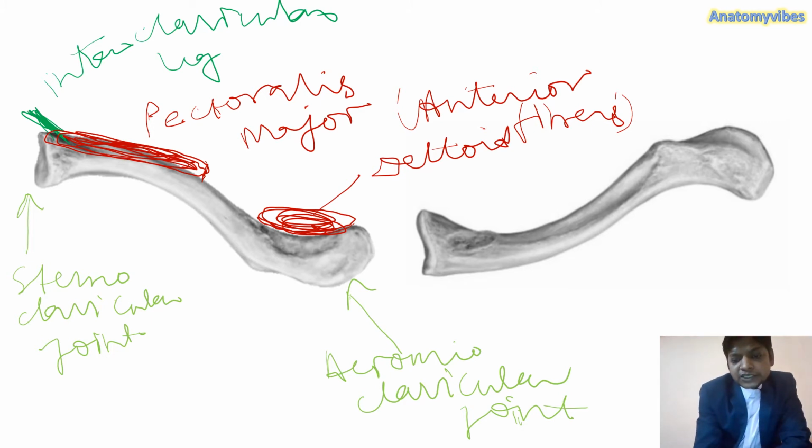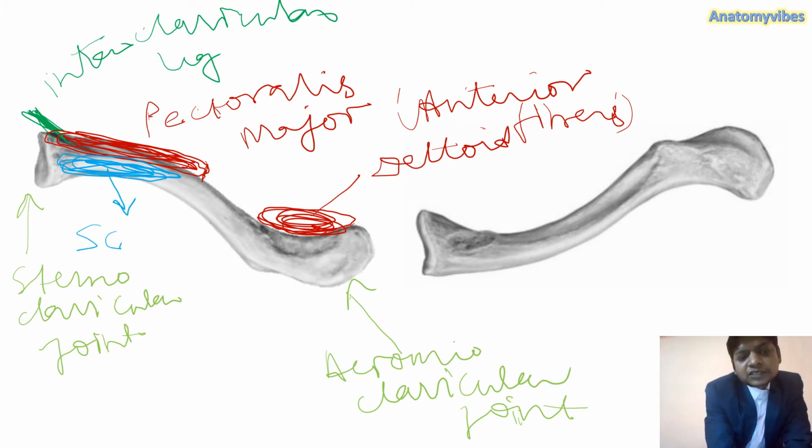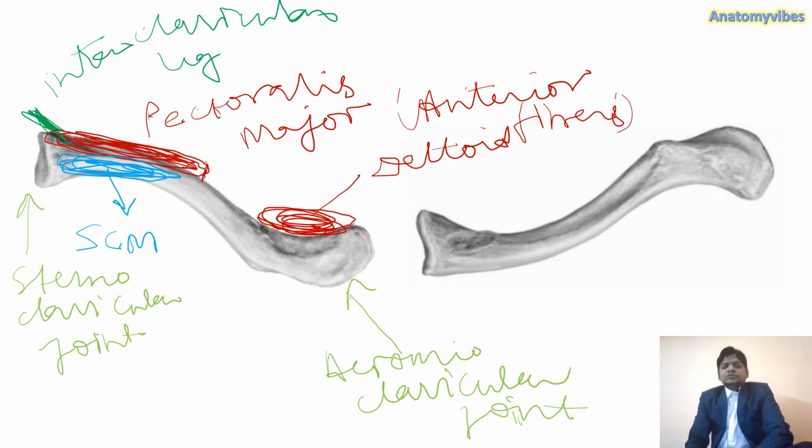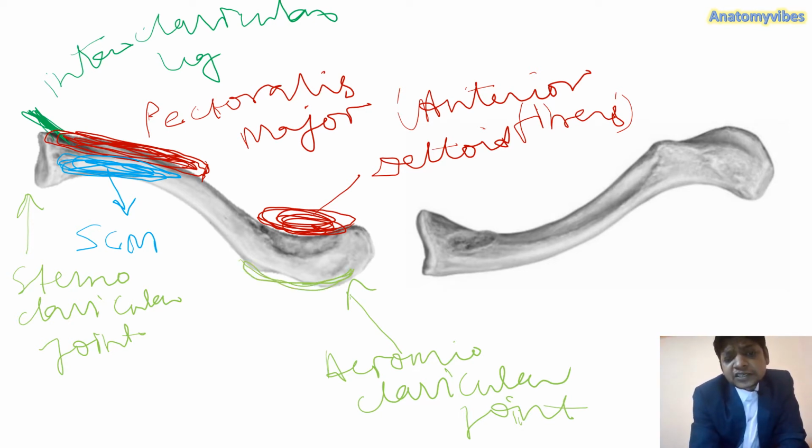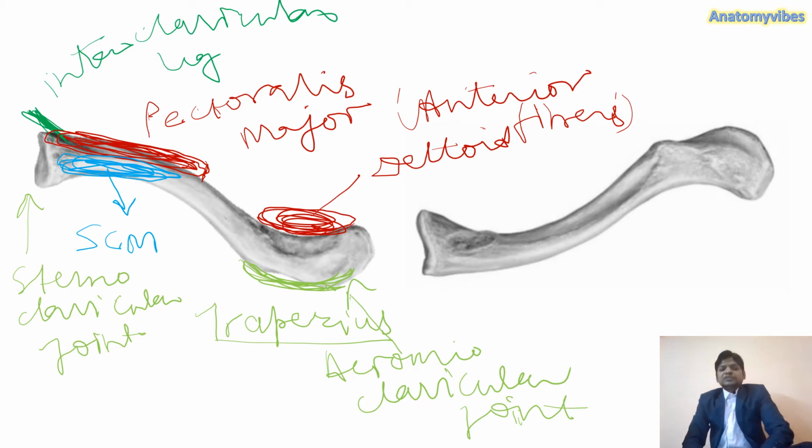What about the superior surface? On the superior surface, on the medial side is the attachment of one muscle which is present in the neck. This is sternocleidomastoid. On the lateral side, on the posterior border, opposite to the deltoid, the muscle attached here is trapezius. So these four important muscles which attach on the clavicle are very important to remember.